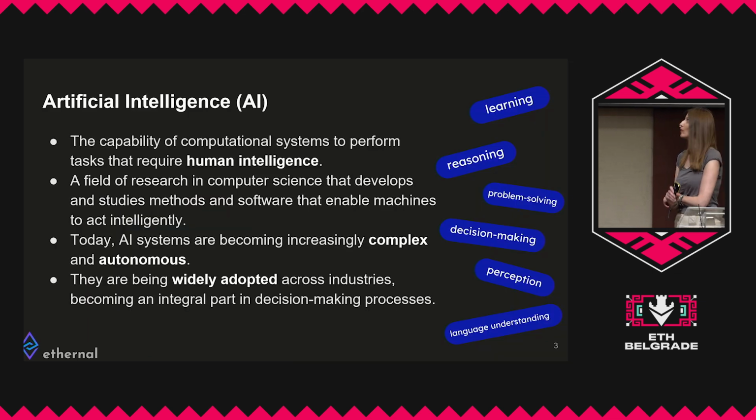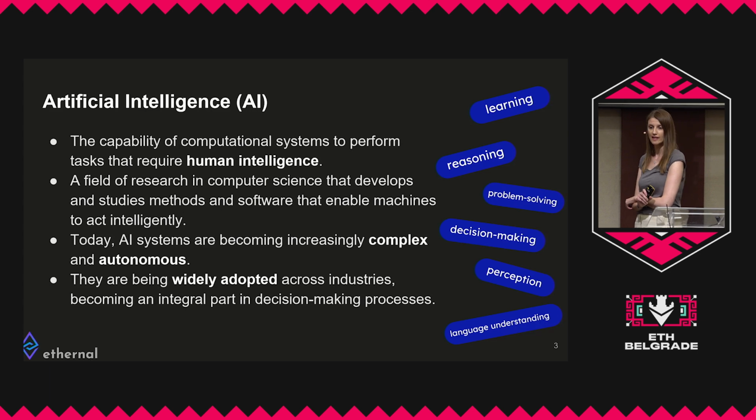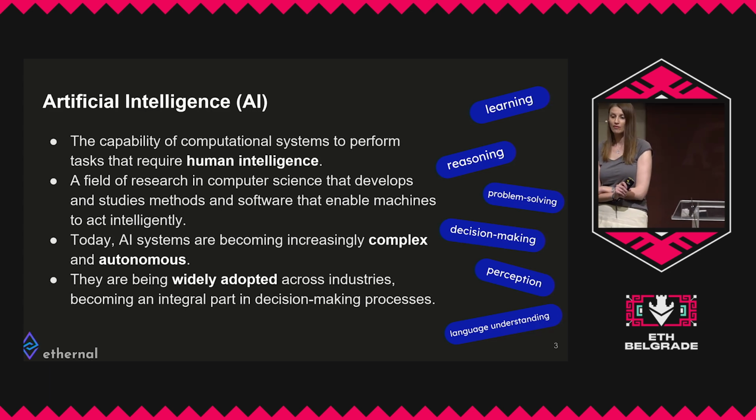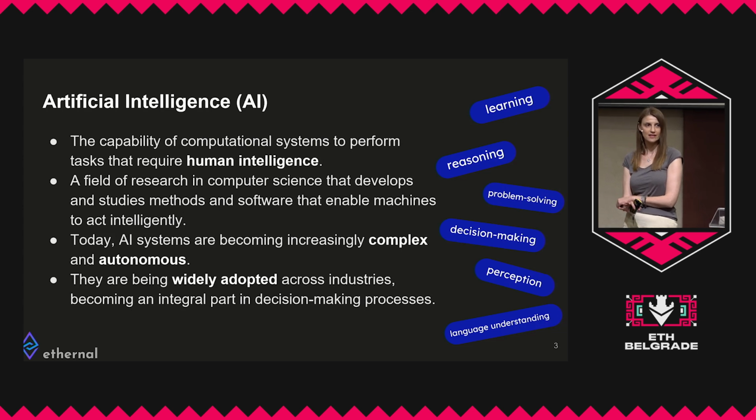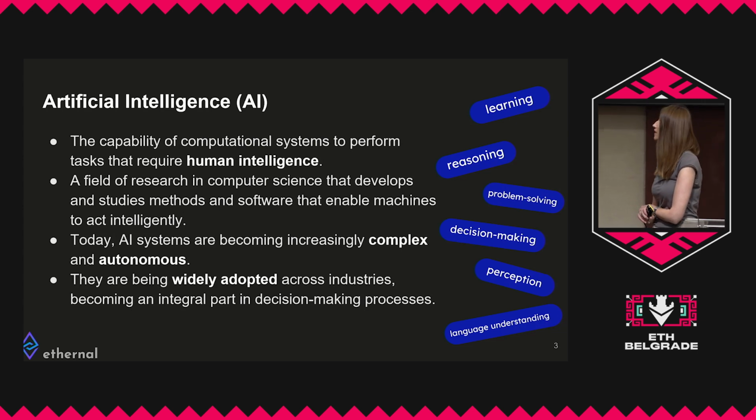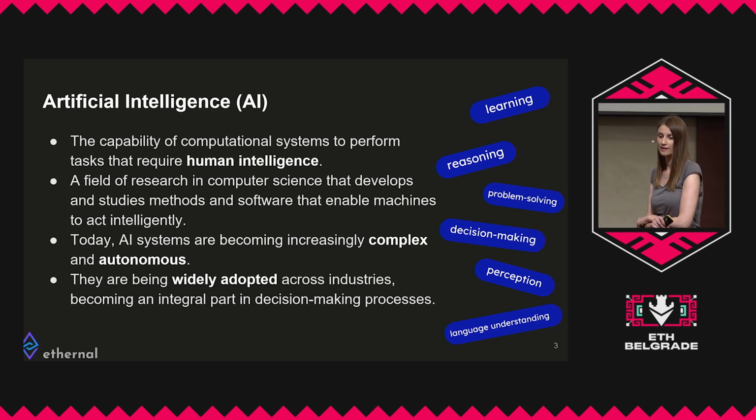So let's start. What is artificial intelligence? It's the capability of a computational system to perform human intelligence tasks. These tasks include learning, reasoning, decision-making, perception, language understanding, and problem-solving. At the same time, artificial intelligence is a field of research in computer science that develops and studies methods and software that enable machines to act intelligently.